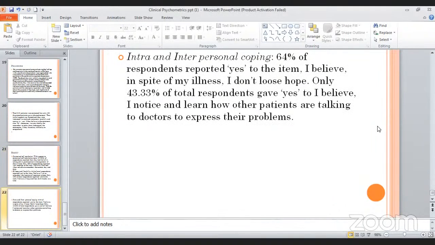For intra and interpersonal coping, 64% of the respondents reported yes to the item, in spite of my illness, I don't lose hope. 43.33% of total respondents gave yes to the item, I notice and learn how other patients talk to doctors to express their problems. That is the result that was found after administering the questionnaire. That is the way. Okay. Clear till that?